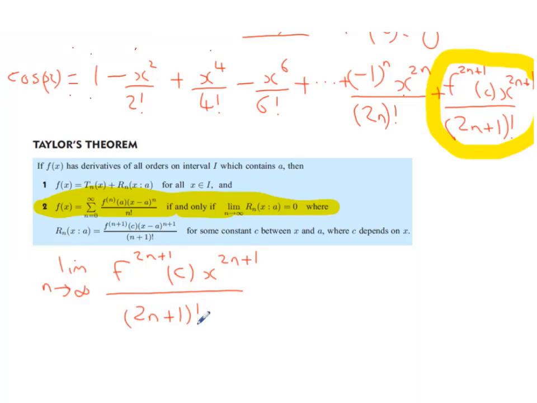Now, if we just deal with the derivative bit first, basically, you know that the absolute value of f^(2n+1)(c), if you think about it, the derivative is either going to be sine c, cos c, minus sine c, or minus cos c. So either way, the maximum absolute value of that is going to be 1.